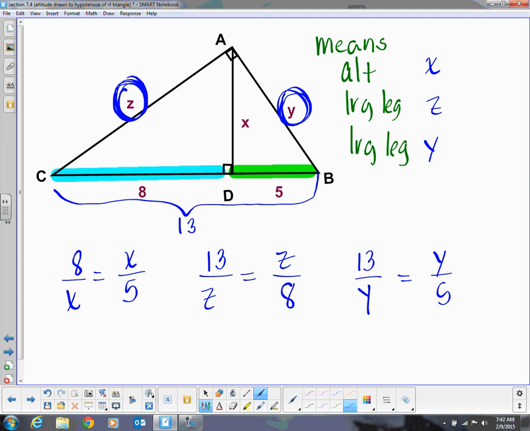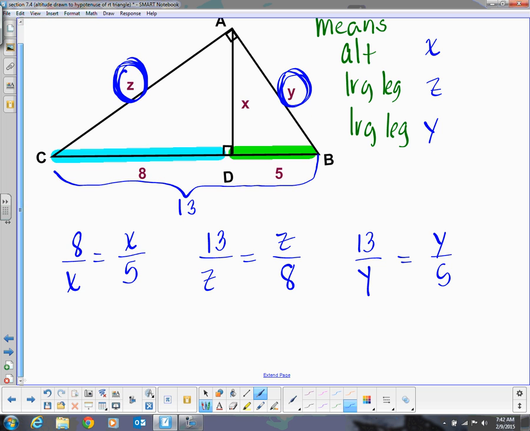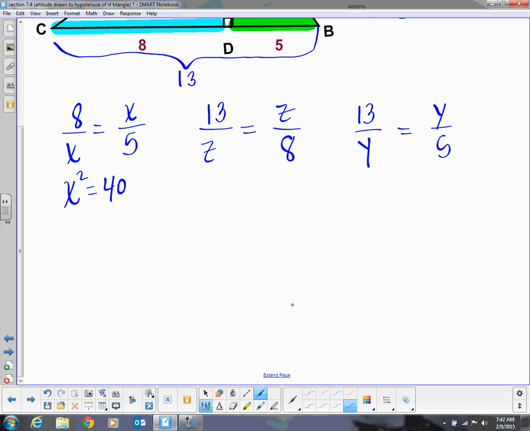So all you have to do now is solve 3 proportions. This is going to be x squared is equal to 40. Now we talked about this before. How do we undo a square? Square root it. So this is going to be x equals plus or minus the square root of 40. Which one do we choose? Because it's a length, positive. So now we need to simplify this.